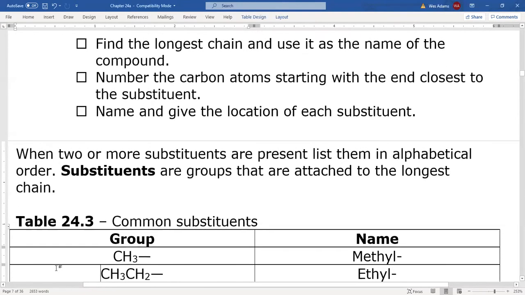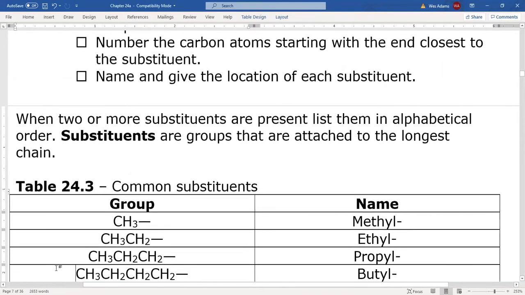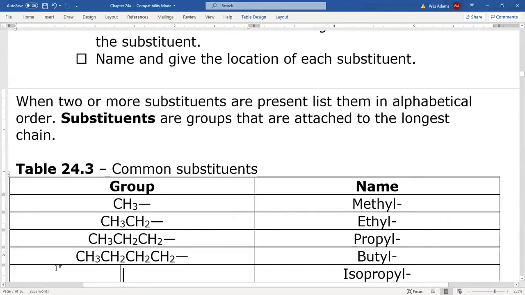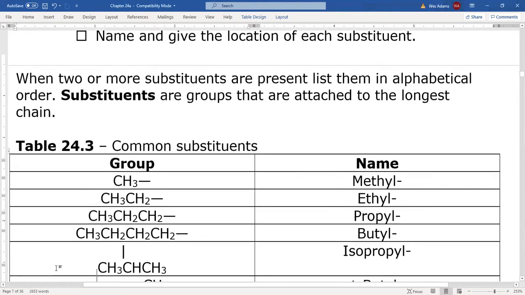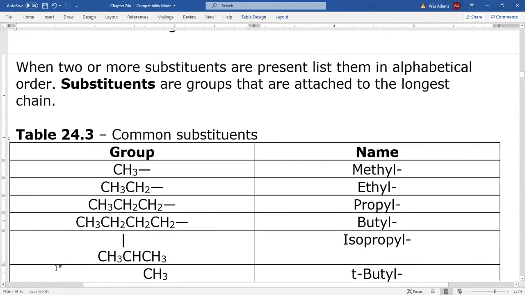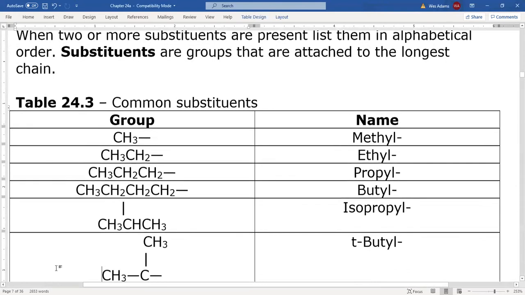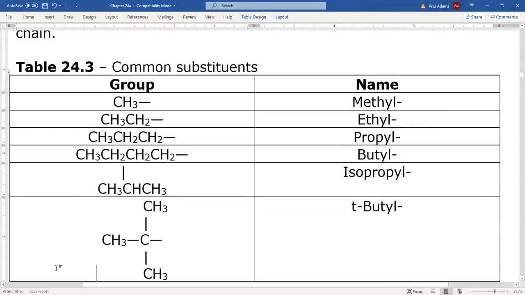So common substituents, we mentioned methyl in a previous video, so methane becomes methyl, ethane becomes ethyl, propane becomes propyl, butane becomes butyl. So you get that Y ending. Then you have isopropyl, where the group attaches to the second carbon instead of the end carbon. You have tertiary butyl. We've got almost like a neopentane, except you chop one of the methyls off. We call that tertiary butyl or T-butyl.